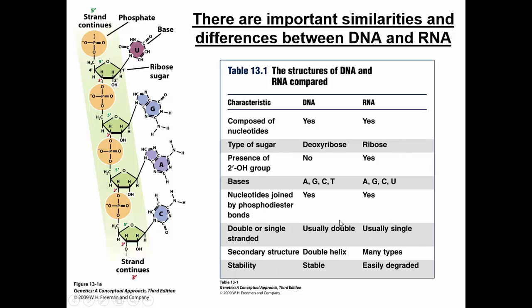Also, DNA is usually double-stranded. RNA is usually single-stranded. We'll talk about differences as we go through the lecture. The secondary structure of DNA is a double helix. RNA has all types of goofy secondary structures, loops, hairpins, etc. Because it's single-stranded, it can fold very easily. And then finally, as I mentioned before, since DNA does not have this hydroxyl group, it's very stable. Right? You can't really react with the hydrogen that well. But RNA degrades very easily because it has that hydroxyl group.